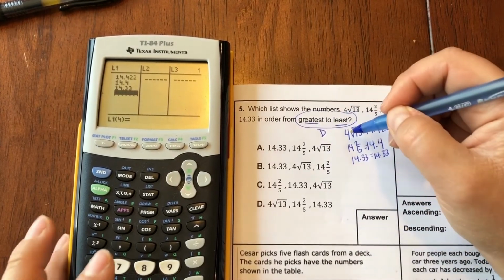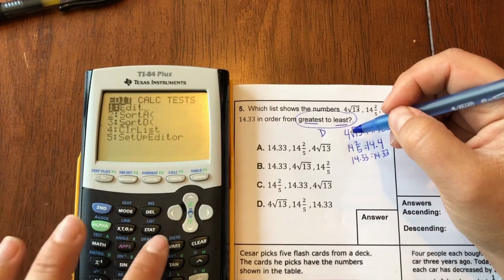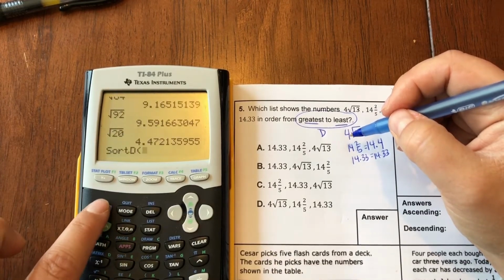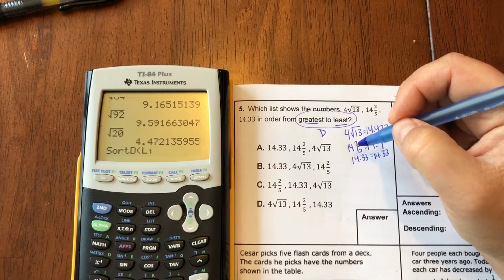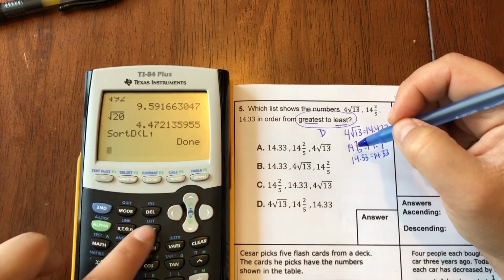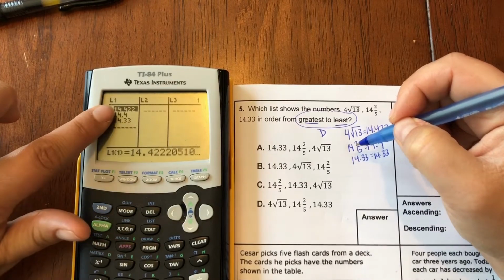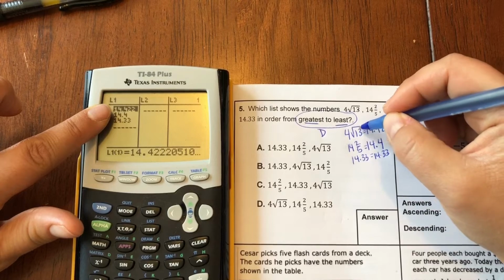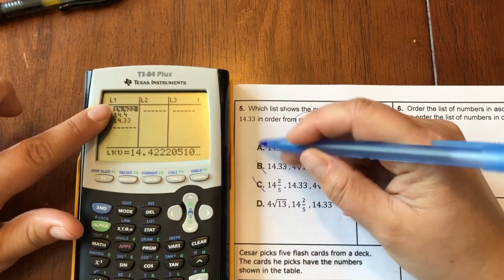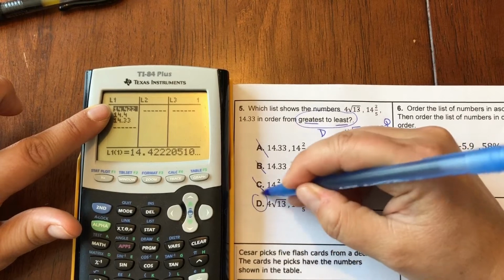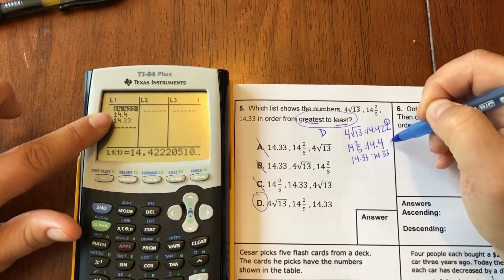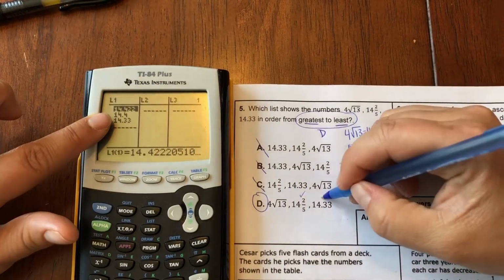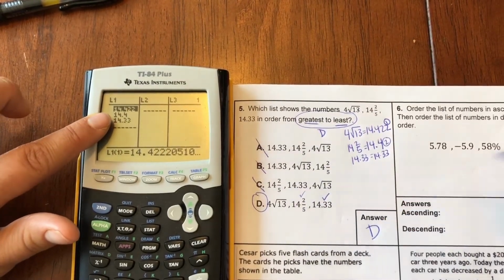And now I'm going greatest to least. So that's sorting descending. So stat, sort descend, which is number 3. Again, I'm sorting list 1. Done. So I can go back and look at the list. And 4.422 comes first. So the list has to start with 4 square root 13, which by process of elimination leaves me with letter D. We'll just double check. 4.4 should come second, and that was 4 and 2/5, so that's good. And then that should come last. So the correct answer was D.